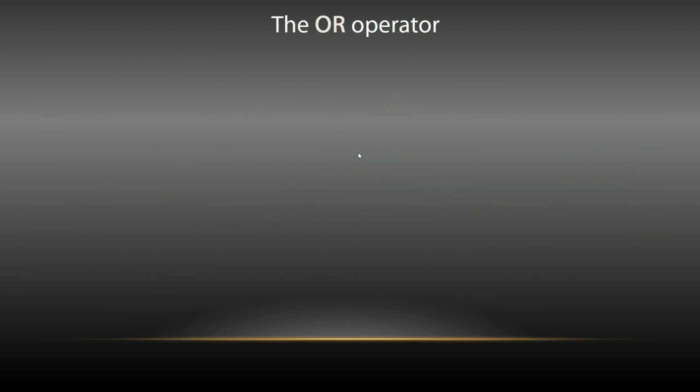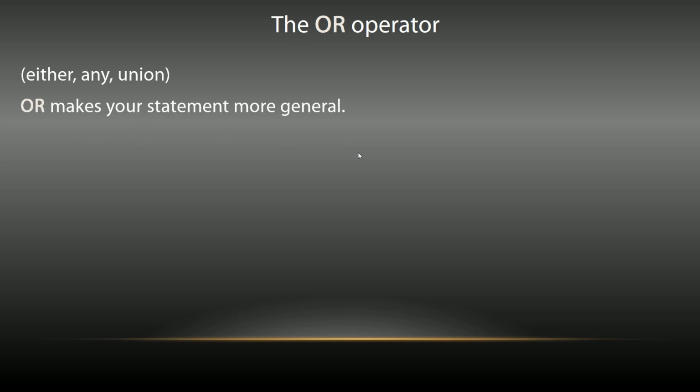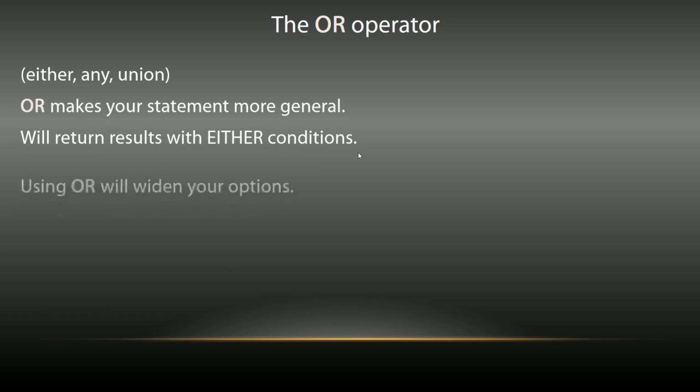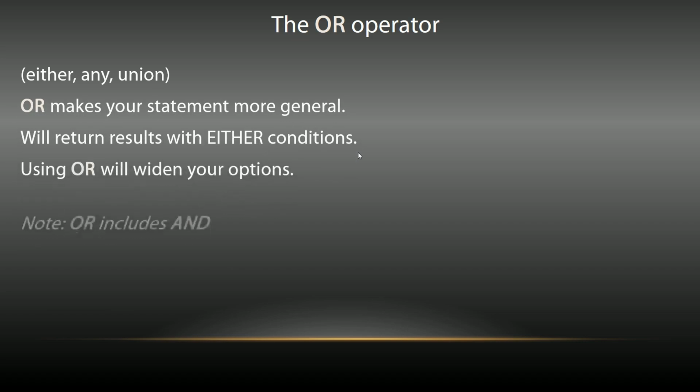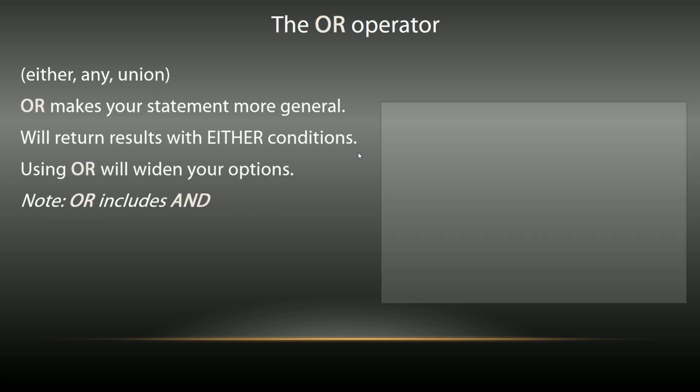So the or operator is the next one, and that means either, any, or union. Now when you hear or, it includes both. Okay, so or makes your statement more general. Can I have this or that? Okay, and we'll return results for either condition. Using or will widen your options, and this is the important part that confuses a lot of people. Or actually includes and, so it means that both can happen at the same time.